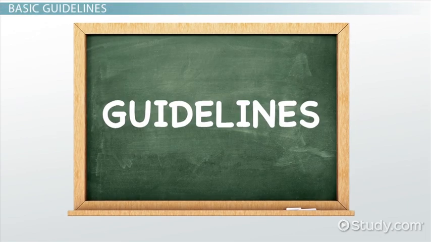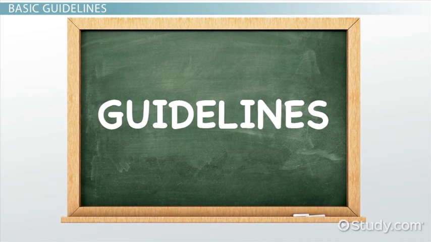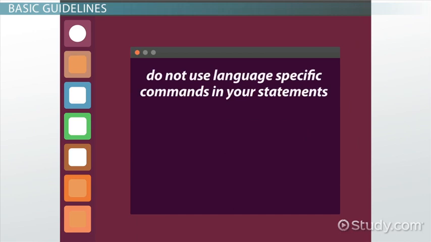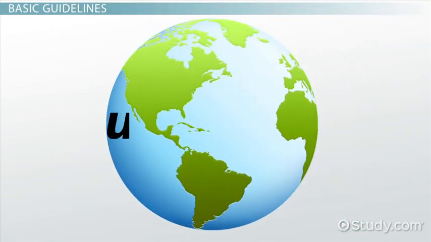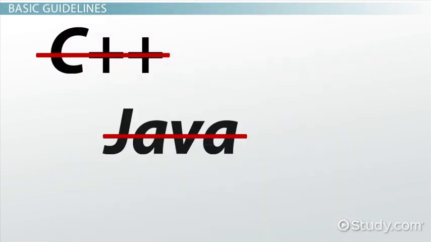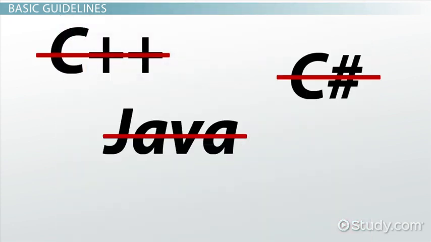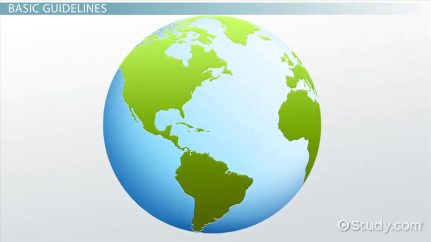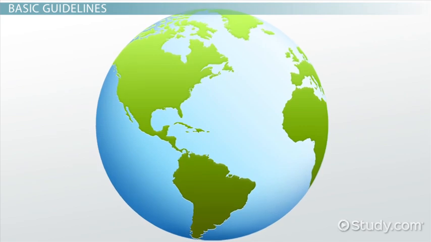If you would like a format for using pseudocode to create your program, here are some basic guidelines. First, do not use language-specific commands in your statements. Pseudocode should be universal. So in creating the task list, you would not include commands that are for any specific language like C++, Java, C#, or Perl. The point of pseudocode is to design a program that can be translated into any language.